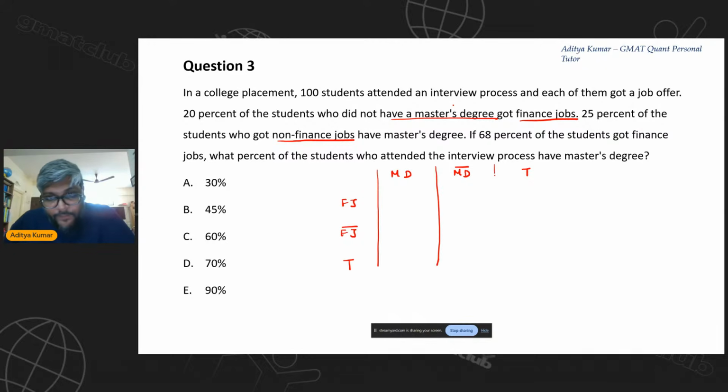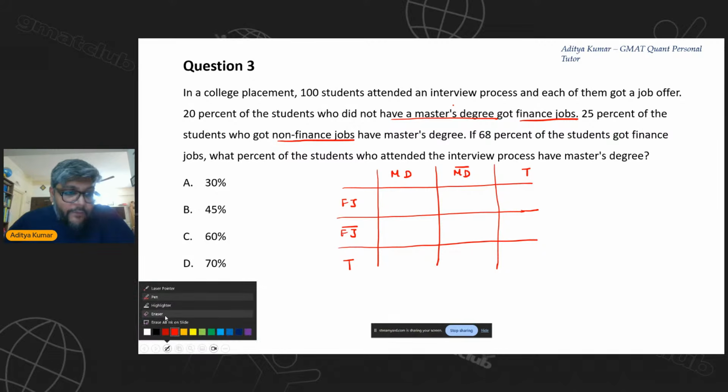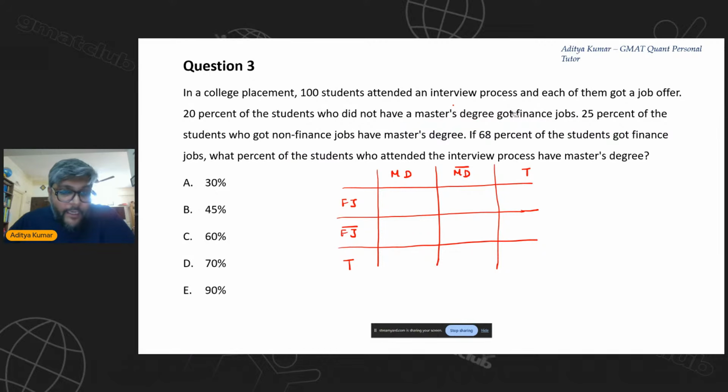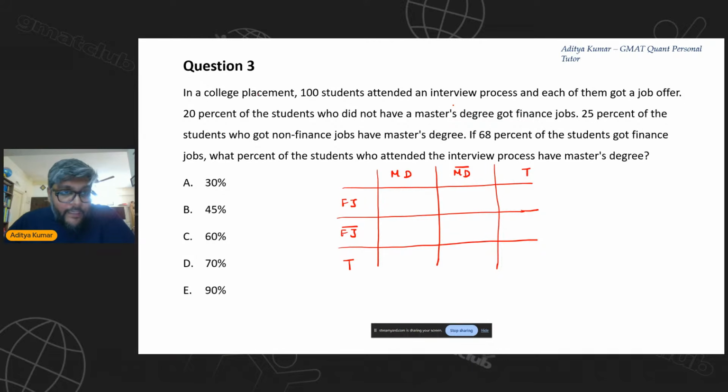So once I've made my decision on how I need to collate my data, I'm going to use a table here. I'm going to ensure that I read the question very carefully and break it down part by part. In a college placement, 100 students attended an interview process and each of them got a job offer. So I have a total of 100 students. I'm going to fill the overall total.